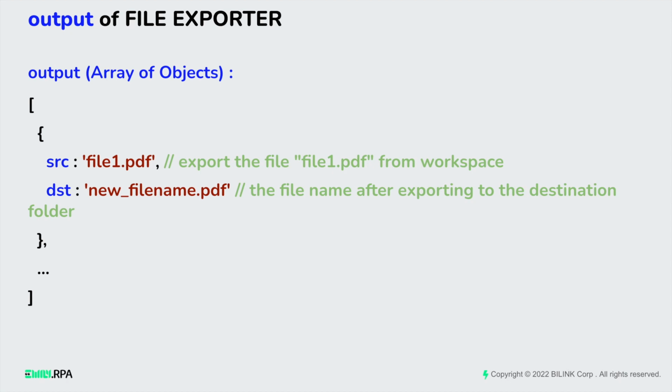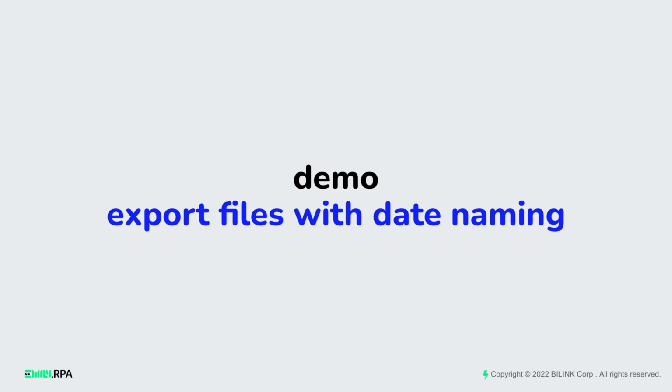Take the output in the slide as an example. It means we want to output file 1.pdf from the workspace to the specified folder and name it new_filename.pdf. If you want to adjust the output file name, you have to adjust the value of the key dst according to your needs.